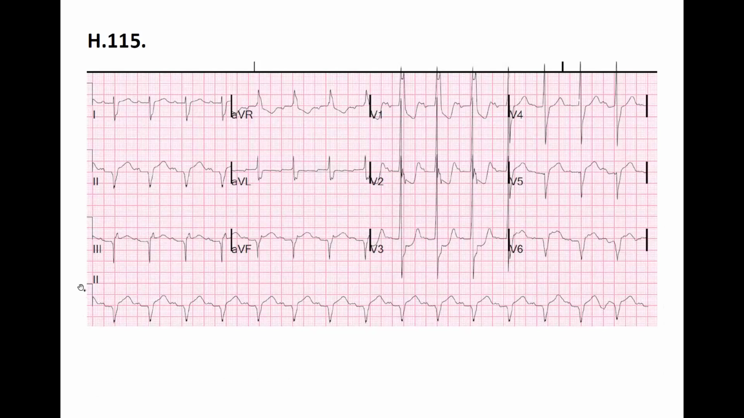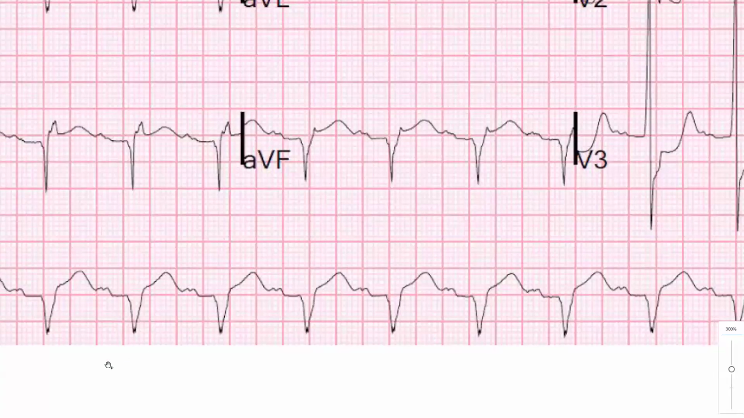Okay, now let's see. This one is yours. 115. I would say it's rhythmic, and the rhythm is normal, like the interval between the R distance. It's a little bit more than 3, so it's close to 100, but it's still normal.